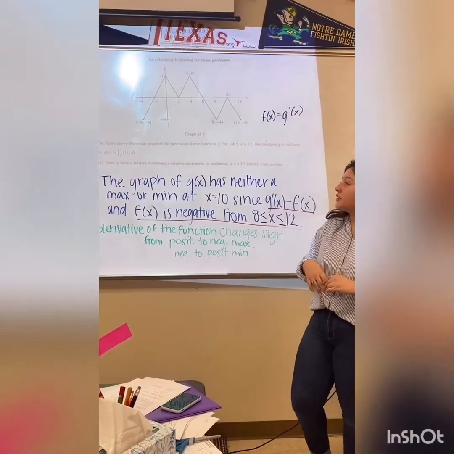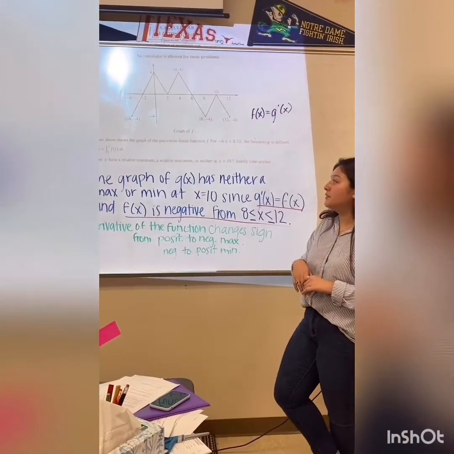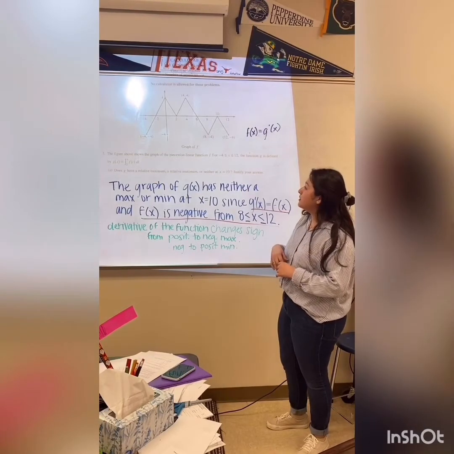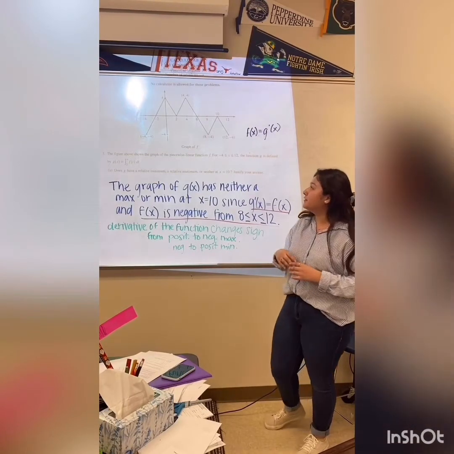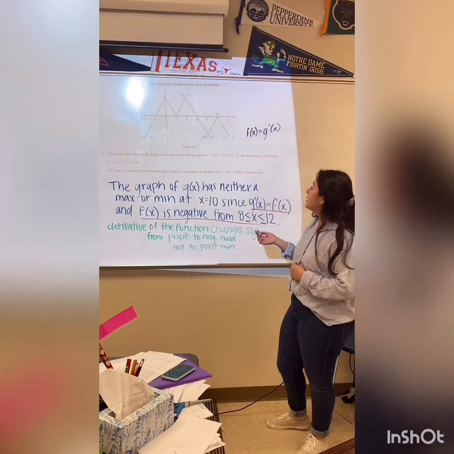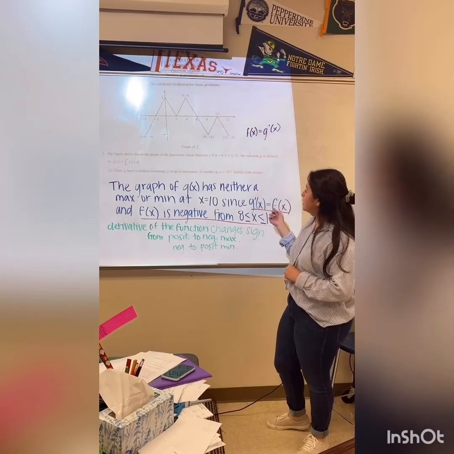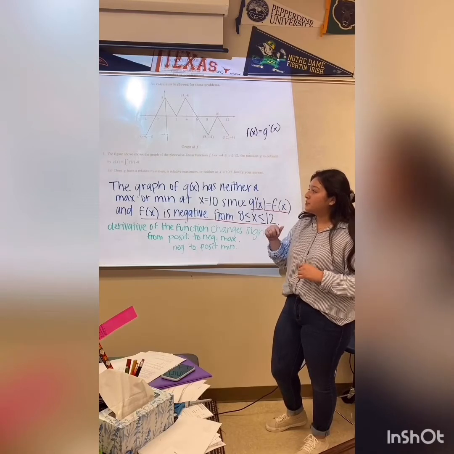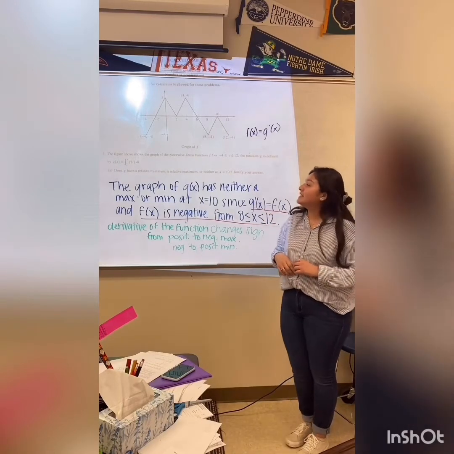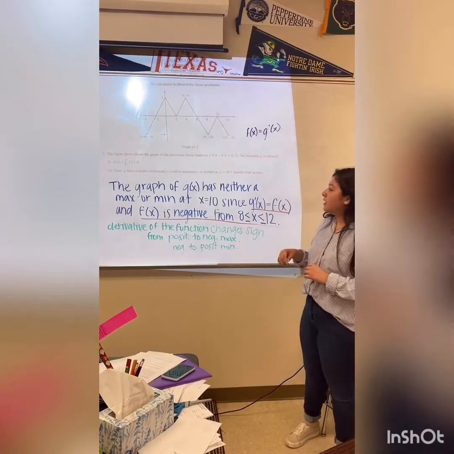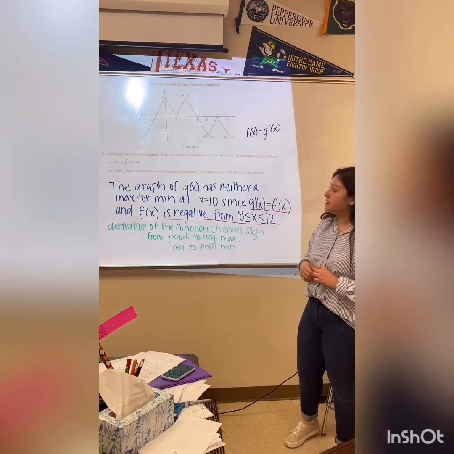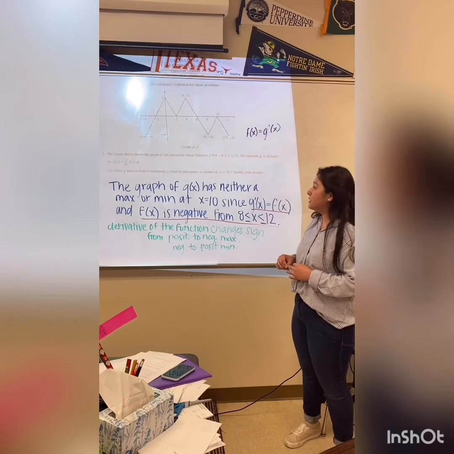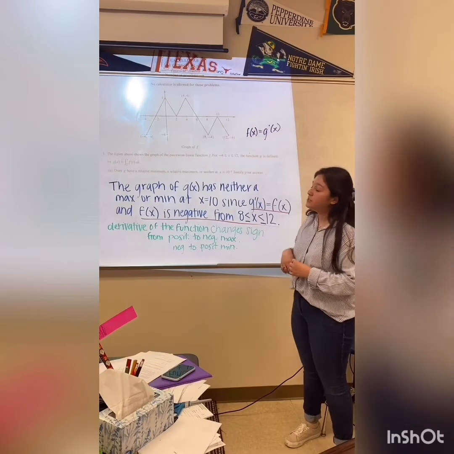So for this FRQ, it says the figure above shows a graph of the piecewise linear function f for the closed interval from -4 to 12. The function g is defined by g of x equals the integral from 2 to x of f of t dt. And for part B, it asks, does g have a relative minimum, a relative maximum, or neither at x equals 10, and to justify your answer?